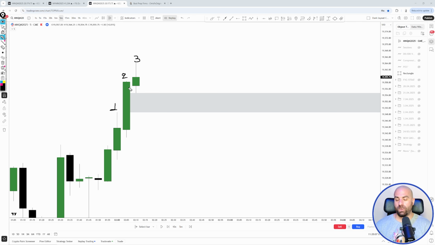We want to buy, of course, here, don't we? Does candlestick number 1 have a wick above? Yes, it does. This is the wick of candlestick number 1.